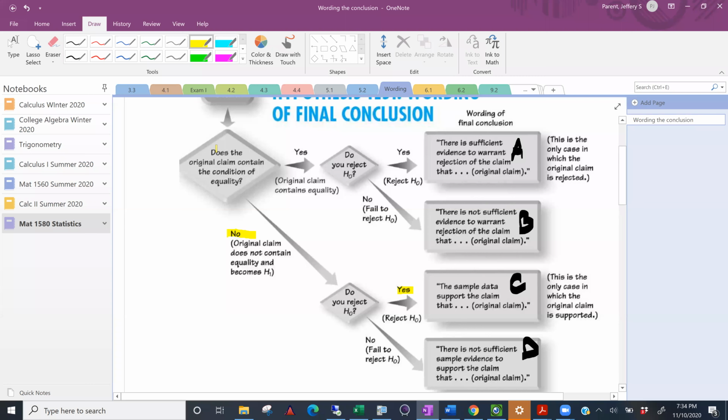So the original claim did not contain the condition of equality, and we did reject it. So that brings us to C. The sample data support the claim that the strontium levels from city 1 are greater than the strontium levels for city 2. So that would be our conclusion in words for step 6. So are we comfortable with that?